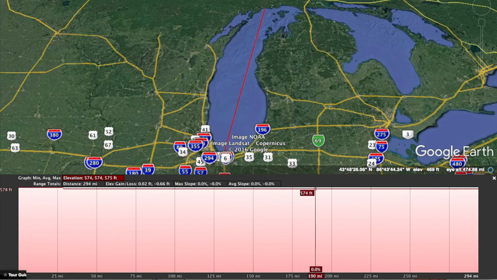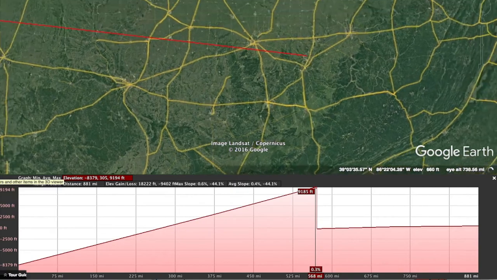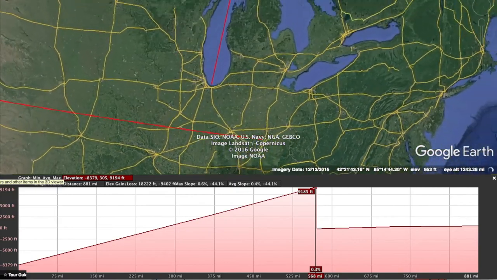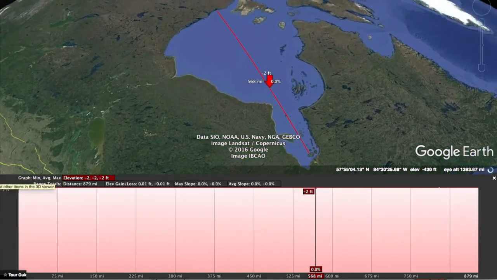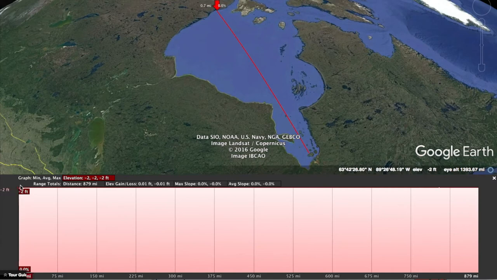So then just to do another check, I wanted to see what the elevation profile would look like for Hudson Bay in Canada. Relatively a large undisturbed body of water. And you'll see here from the westernmost side, it shows an elevation of -2 feet below sea level, and it's level for a distance of over 879 miles.